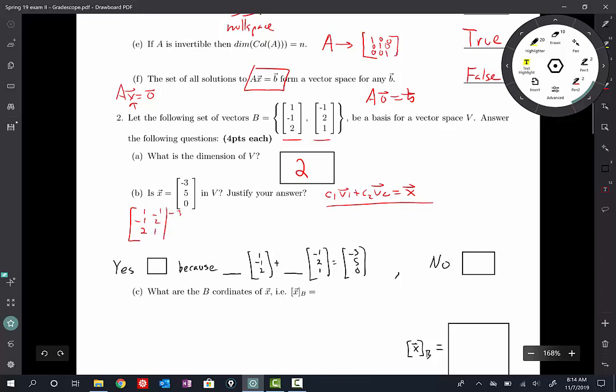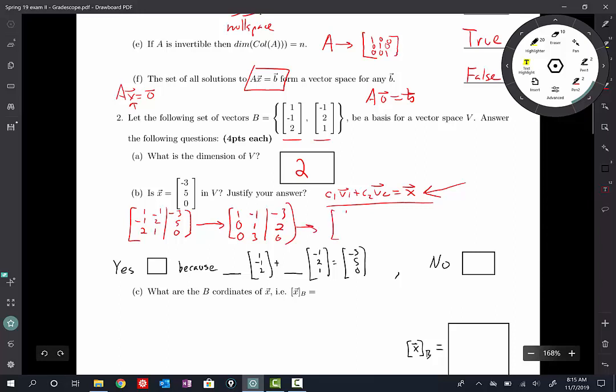I can do that by setting up the augmented matrix and doing my row reduction, because I'm finding out if there are solutions to that vector equation. And so now I just do my row reduction. My first row I'm just going to leave the same here, and then I'm going to take R2 plus R1. I will get 0, 1, and 2. And I'll take R3 minus 2 times R1. I will get 0, 3, and 0 minus 2 times negative 3 should be 6.